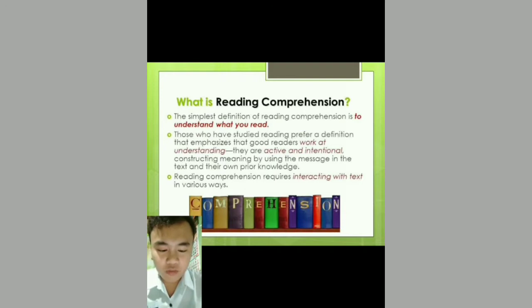Reading comprehension requires interacting with text in various ways. So the meaning of reading comprehension is that you are able to understand what is in the text or in the sentence. In order to understand the text, you must read and comprehend so that you are able to understand what you read. So it is very important to understand what we have read.